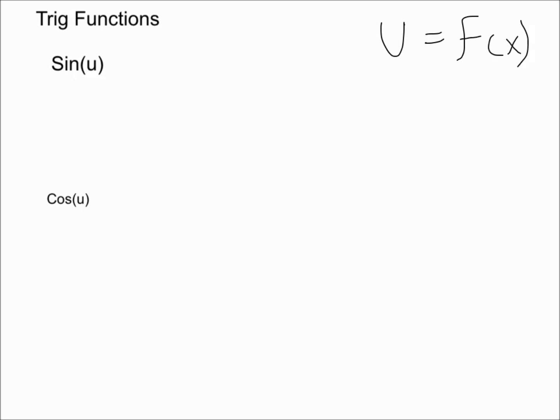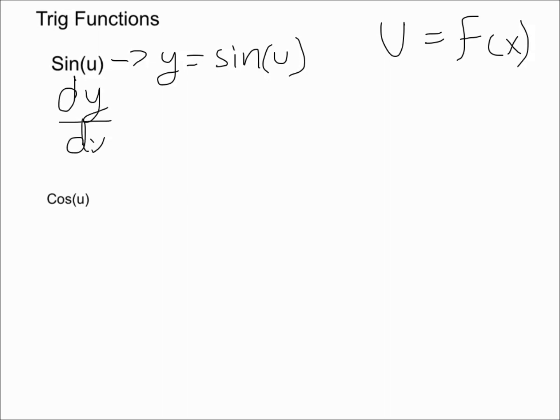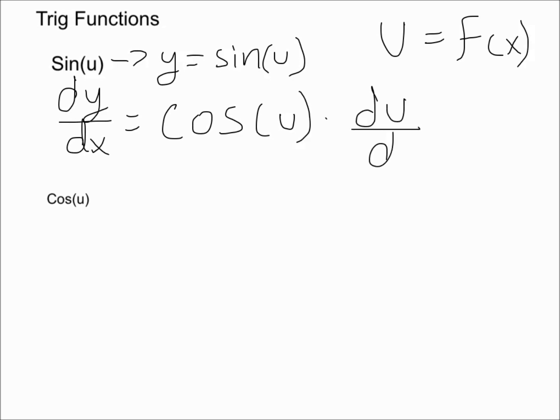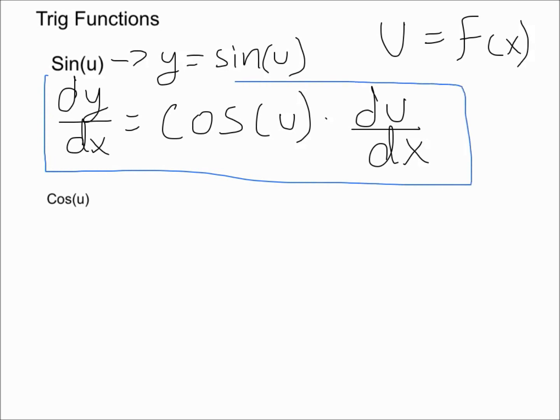For the first case, in which we have sine u, let's say that our function is y equals sine u. dy/dx would then be equal to cosine u, our function again, times du/dx. So this is our formula for when we have a sine function.